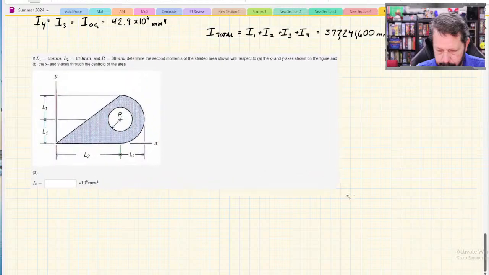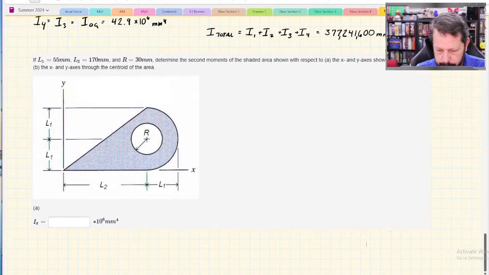All right, let's make that a little bit larger. Let's label our stuff because it's all written in the text. So L1 is 55 millimeters. So those are both 55.